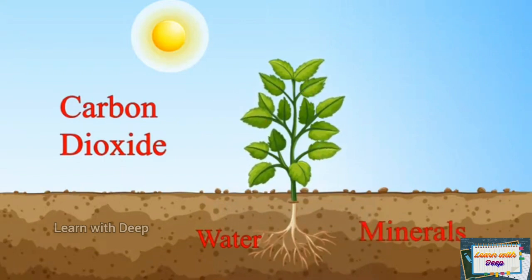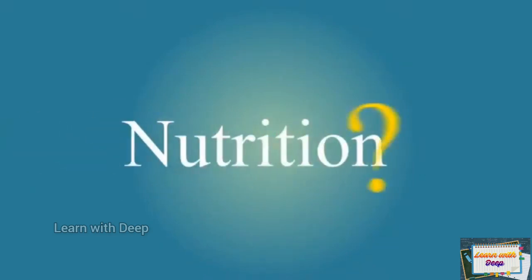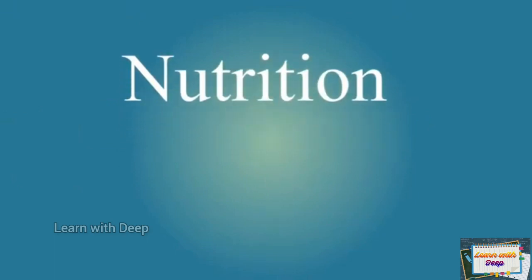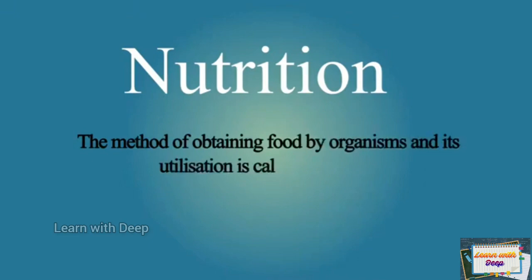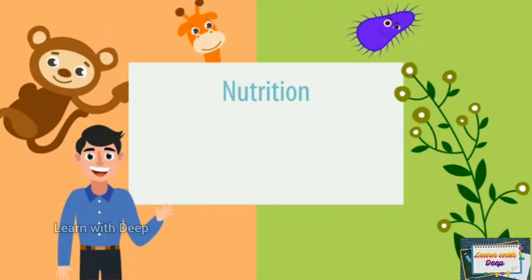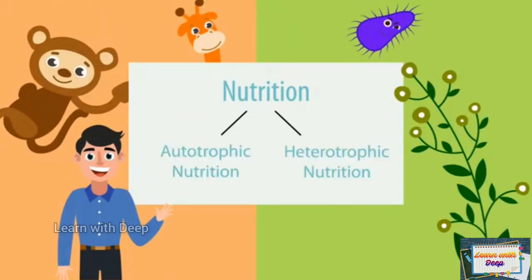Before knowing the method of nutrition, we should know what is nutrition. The method of obtaining food by organisms and its utilization is called nutrition. Nutrition is of two types: autotrophic nutrition, heterotrophic nutrition.